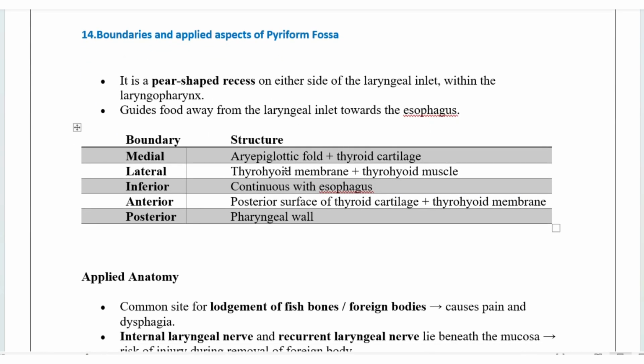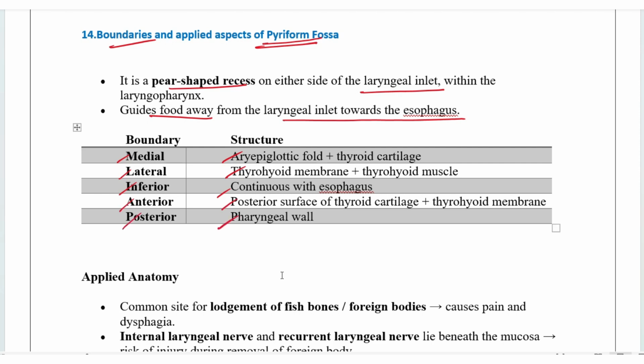Coming to the last question, that's the boundaries and aspects of the pyriform fossa. It's a pear-shaped recess on either side of the laryngeal inlet. It guides the food away from the laryngeal inlet to the esophagus. Now they have asked us the boundary. Medially it's the aryepiglottic fold, laterally the thyroid membrane, inferiorly it's continuous with the esophagus, anteriorly we have the posterior surface of the thyroid cartilage, and posteriorly it's the pharyngeal wall.